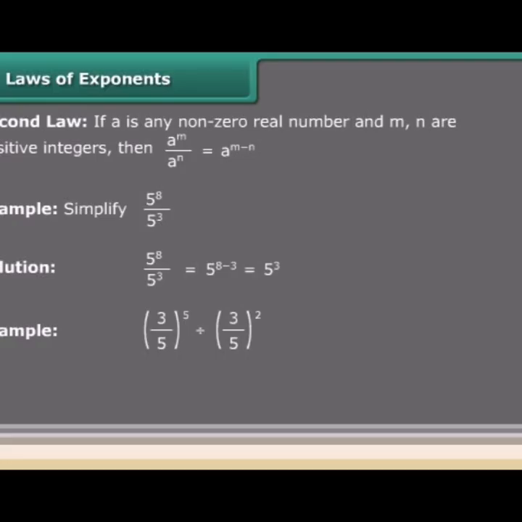Example: (3/5)^5 divided by (3/5)^2. Solution: (3/5)^5 divided by (3/5)^2 is equal to (3/5)^(5-2), which equals (3/5)^3.